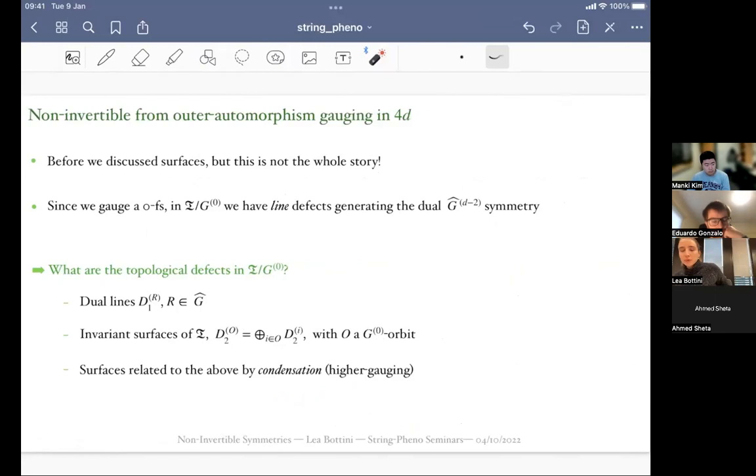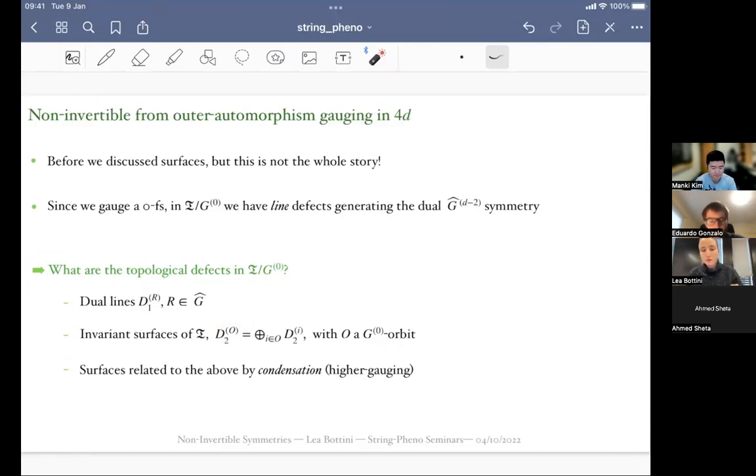In this example, I discussed what happens to topological surfaces, but this is not the whole story. Since you're gauging a zero form symmetry, remember that we also have a dual symmetry, which is a (d−2)-form symmetry. In 4D, this is generated by lines. So we also have to consider line defects, and not only what happens to the surfaces. In general, if we ask what are the topological defects in the gauged theory, they are given by the following. We have dual lines that generate this dual symmetry, labeled by an element R in the Pontryagin dual of G. Then we have invariant surfaces of the original theory that you can write as gauge invariant combinations. They are labeled by an element O that denotes an orbit of the G0 action.